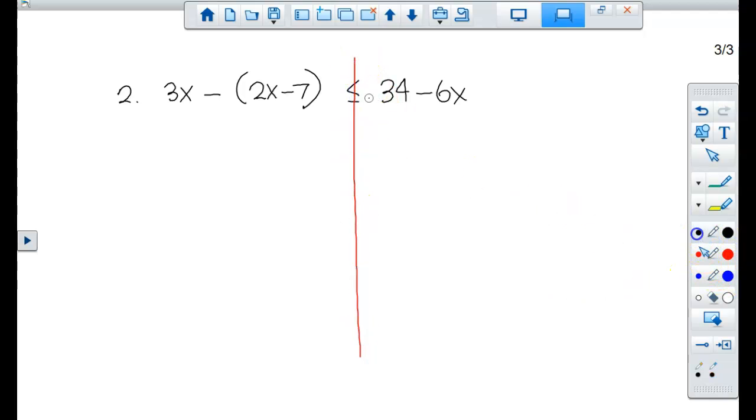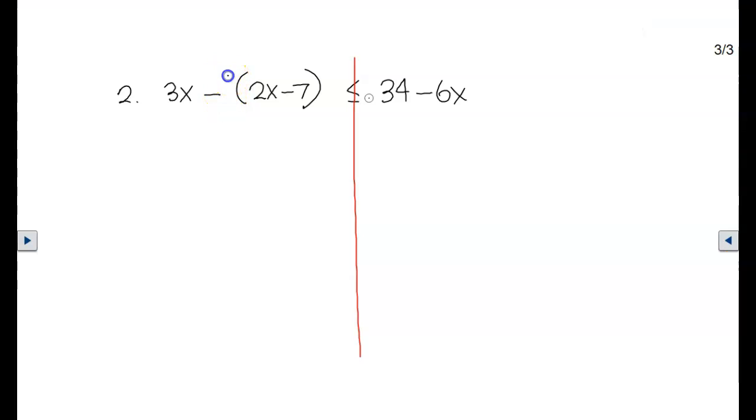All right, so here's another one. 3x minus, in parentheses, 2x minus 7 is less than or equal to 34 minus 6x. All right, draw your line through the sign. Do we need to distribute? We sure do. Notice we have a minus and then no number here, so we put a 1 there. So we bring down 3x and we do negative 1 times 2x, which is negative 2x. We also do negative 1 times negative 7, which is positive 7. So step 1 is done. We have distributed.